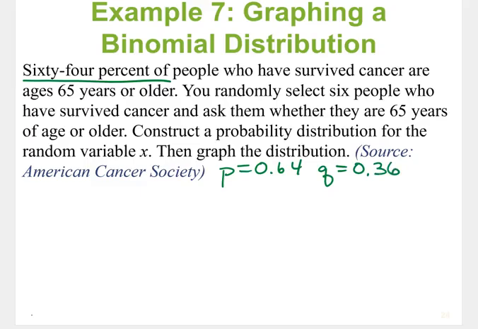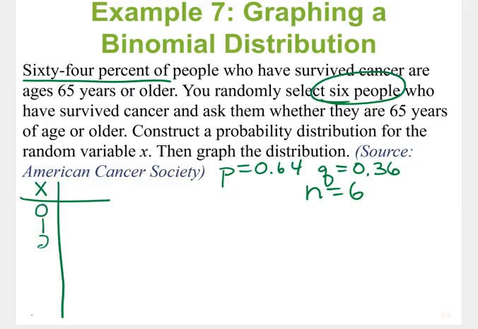All right, I am selecting 6 people, so my N equals 6. And then I need to construct a probability distribution for the random variable again. My X could be 0 people, 1 person, 2 people, 3 people, 4 people, 5 people, 6 people. And then you'd have to find the probability for each using the formula before. Again, in the interest of time, I'm not going to make us all do that. But if you would like to take the time to actually do it, please go ahead and press pause and then go ahead and do that.